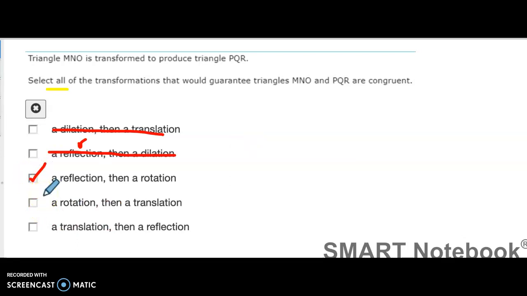That would result in congruent figures. The next one, a rotation then a translation. That would also result in congruent figures. We are not changing the size. And our last choice would also work. A translation, which means we're moving or sliding the figure, then a reflection or a flip. We're not changing the size, so those last 3 choices would give us congruent figures.